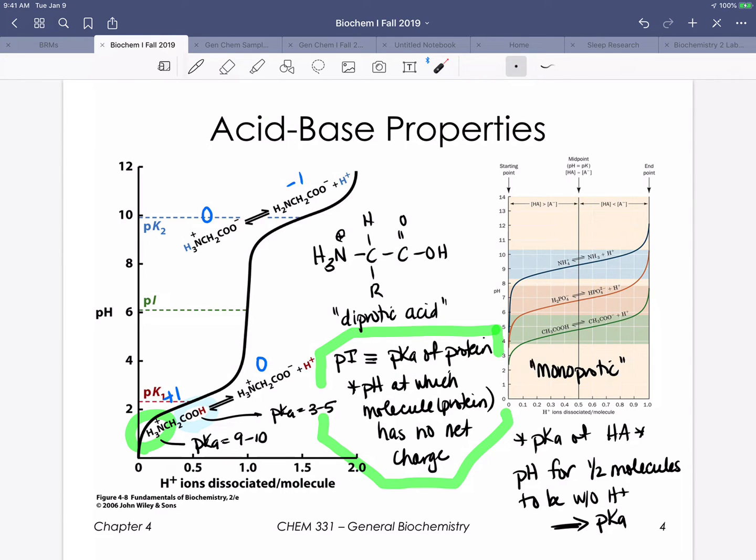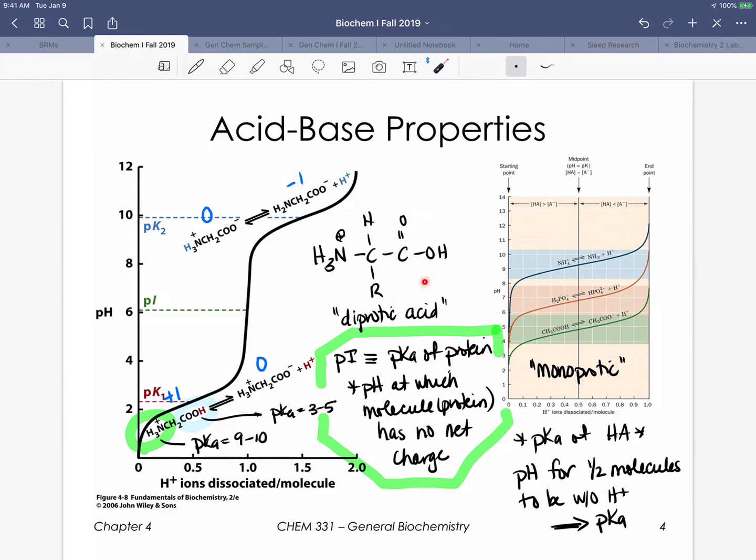Now again, it's not necessarily going to be when half of your ionizable side chains have been deprotonated, but it's going to be some pH at which the net of the protonation and deprotonation events allows your molecule to have no net charge. And this is really important, that we understand there's a difference between a molecule having no charge and having no net charge.